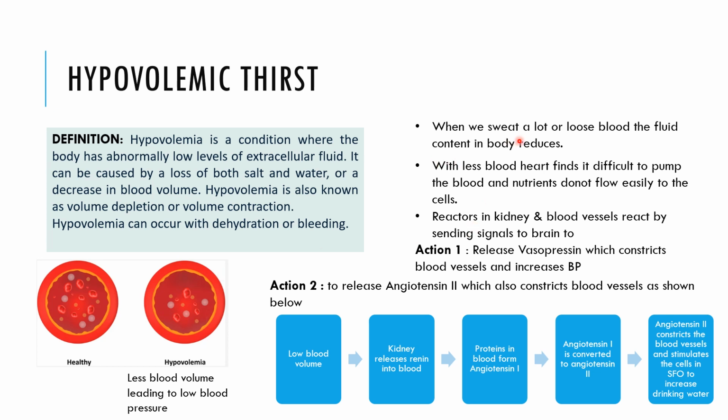So when we sweat for a long time, or we lose blood and other fluids, the heart finds it very difficult to pump the blood, and it becomes difficult to carry the nutrients also across the body. At that time, there are receptors in the kidney and in the blood vessels. These receptors send the signal to the brain. Now, once the brain receives a signal, it does two things.